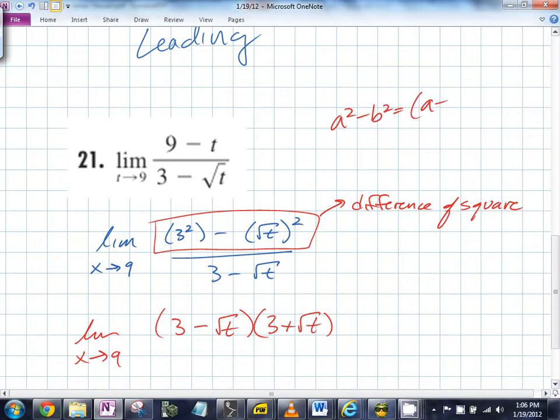So now, why is this really helpful? Because now you can cancel, and specifically you're canceling out the thing that you didn't want there in the first place. So now you're doing the limit as x goes to 9 of 3 plus root t, which is equal to what? 6. Done. This is a little tricky.